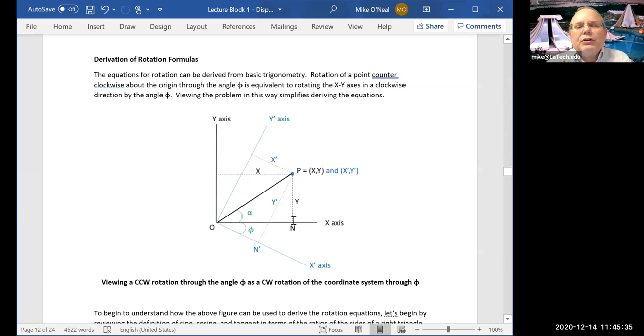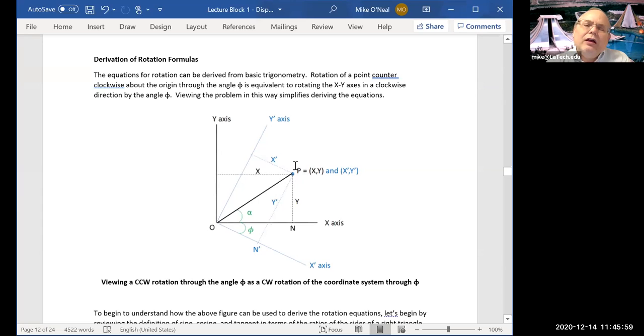Y is the other component of this point. It's the height. It's the displacement in Y. Okay? So the displacement in X, the displacement in Y. Over X, up Y, takes me to point P. And we could draw a line from the origin to P, and this would be the line OP.